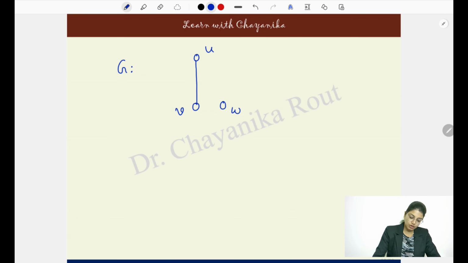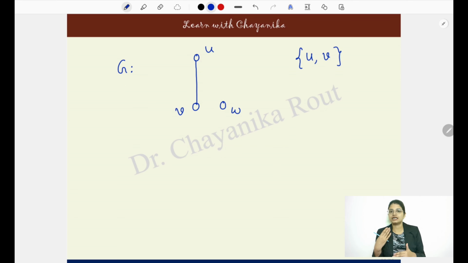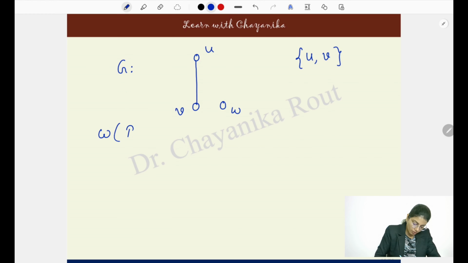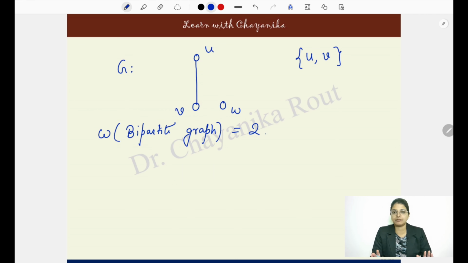Now if it is so, then the maximum clique that you can find in a bipartite graph is of size 2. So for example, here we have UV. You will never find a clique of size larger than 2 in a bipartite graph. That is the reason omega of any bipartite graph containing at least one edge is 2. There is no clique of larger size in any bipartite graph. So even if you consider the complete bipartite graphs also, which is biclique, here also every clique is of size 2 only. So omega for any bipartite graph is 2.